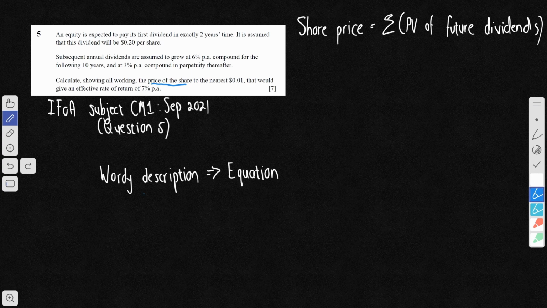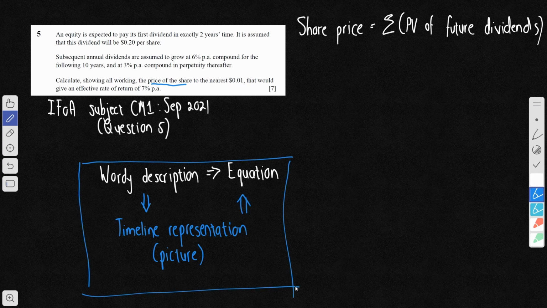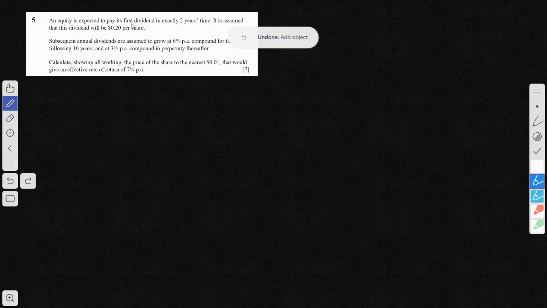The first thing we'll do is to create a timeline representation of the word problem. Now this timeline effectively collapses the word problem into a picture that is much easier for our brains to deal with. A proper timeline is the secret sauce to solving most of the application type questions you will encounter in this exam. We are told that the first dividend payment will be made in 2 years' time.